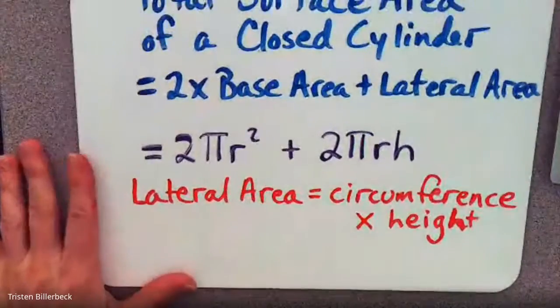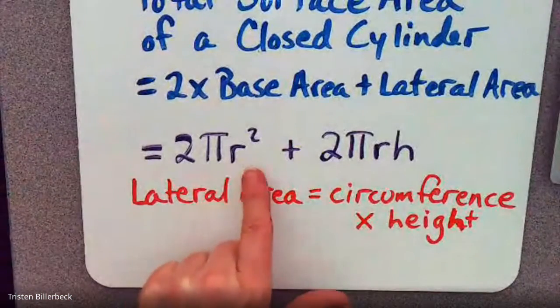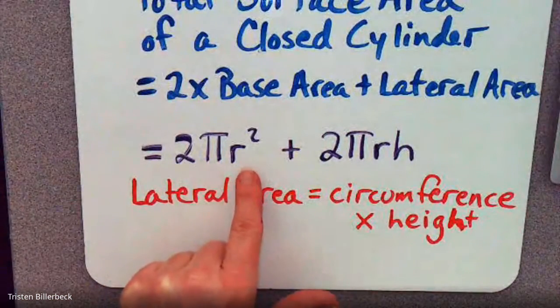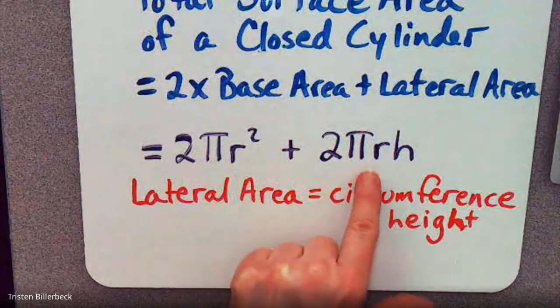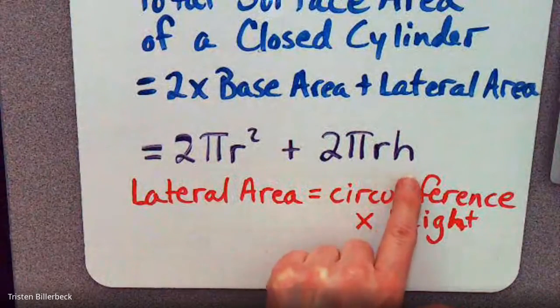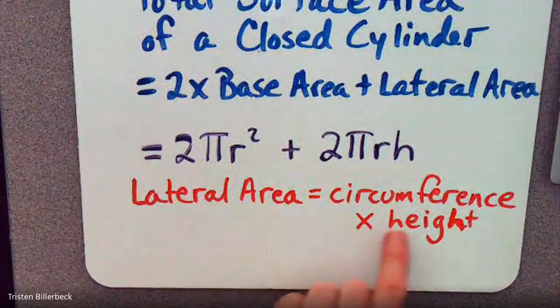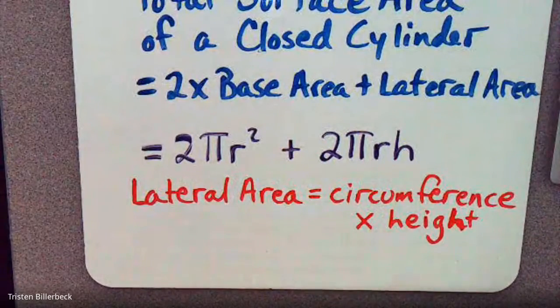So we have 2 pi r squared for 2 times the base areas of the cylinder, plus the circumference of that cylinder times the height. And that gives us the lateral area, circumference times height.